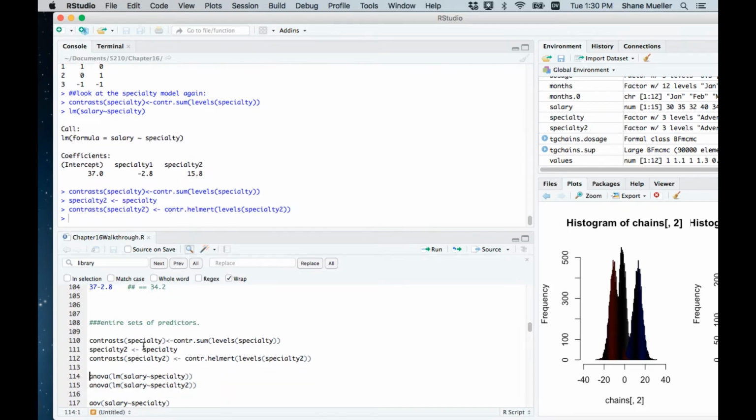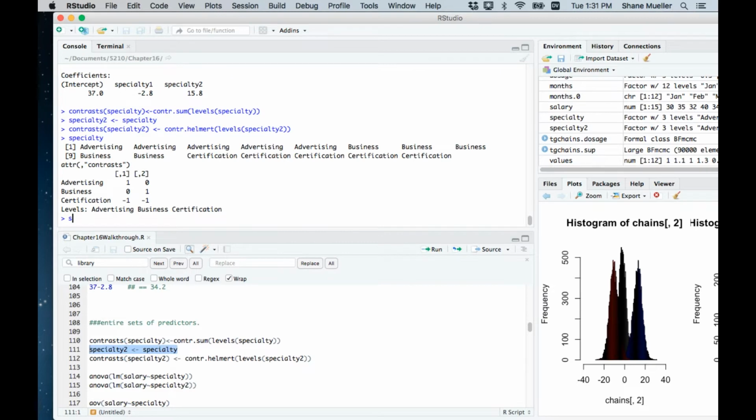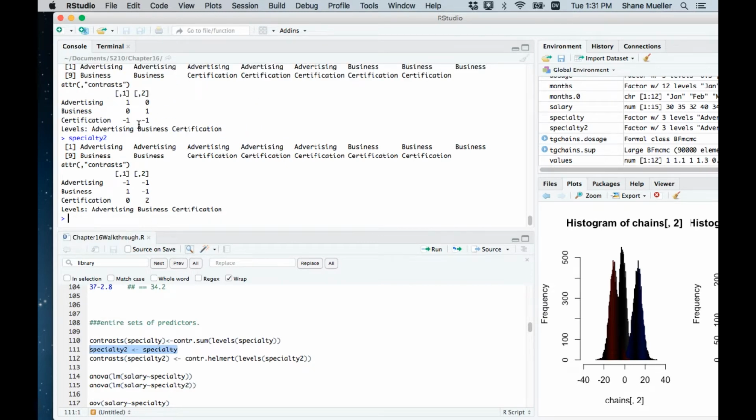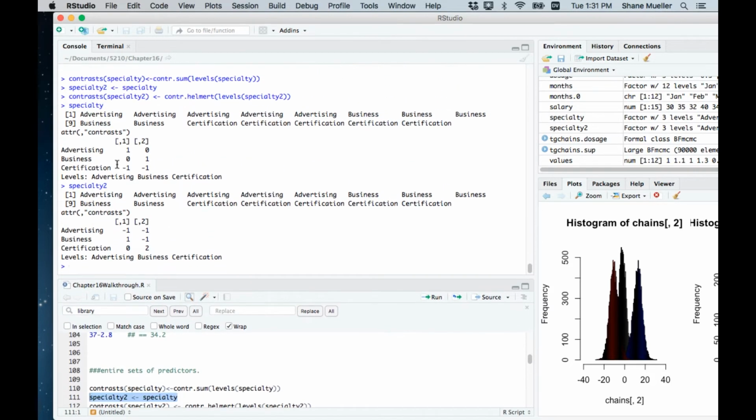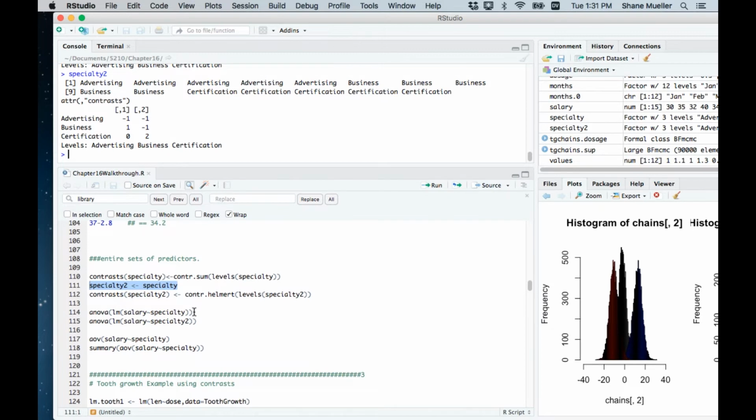Okay, so I'm going to create two different specialties. They look the same. Notice that when I assign contrasts, if you just print it out, it will display what those are. By default, it won't, but if I assign it, it'll show it. So I can see that these have two different sets of contrasts for the same variable. And I can do a linear model of either one.